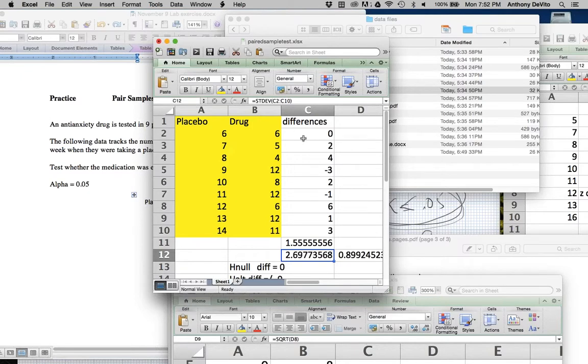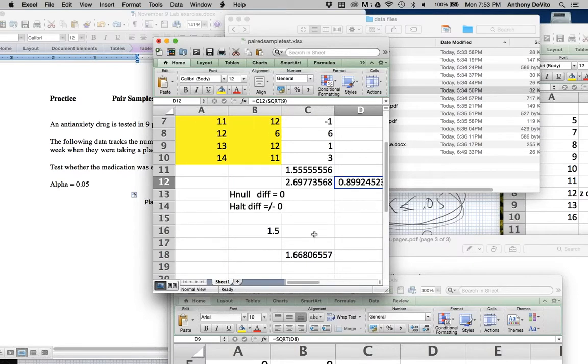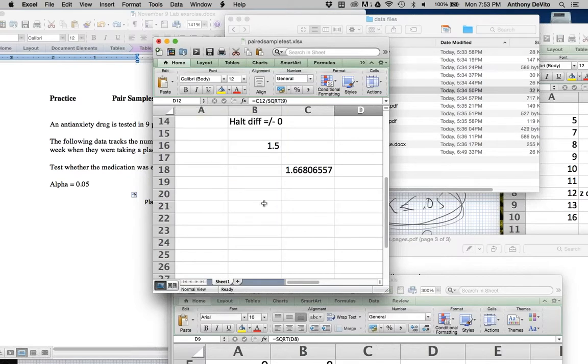So now what is my standard error? My standard error is the standard deviation divided by the square root of the sample size. In this case the sample size happens to be 9, so the square root is 3, and 2.69 divided by 3 is 0.89. So that's my standard error. So how many standard errors apart is 1.55 from 0? It's only about 1.66 standard errors.